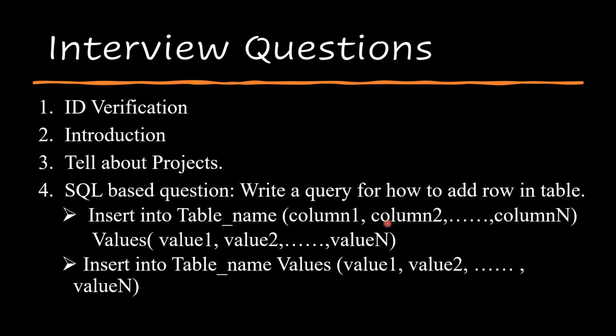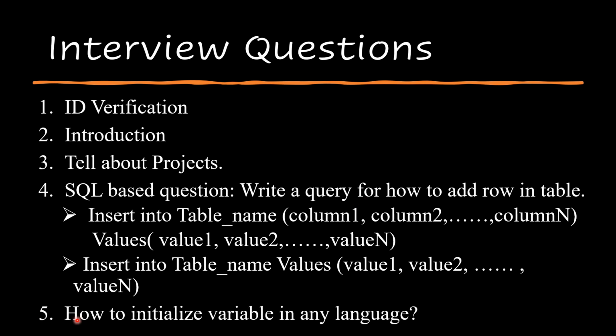This method is used when, suppose, a table has 10 columns and you only want to insert data into 5 columns. And if you want to add values to all the columns in a table, then this other method is used. Here there is no need of describing which columns. Directly we use the values, so the first value will be taken by the first column, the second value will be taken by the second column, and so on. So these are the two methods to add a row to a table.